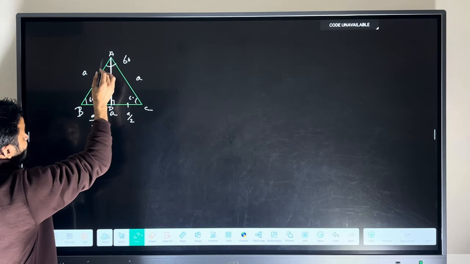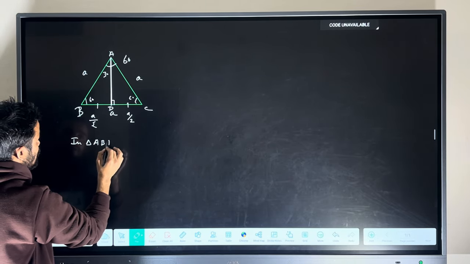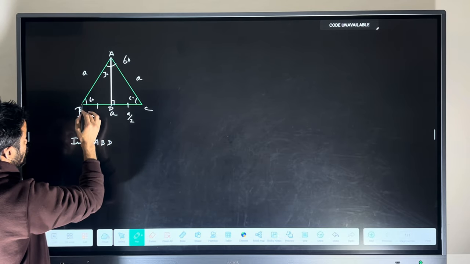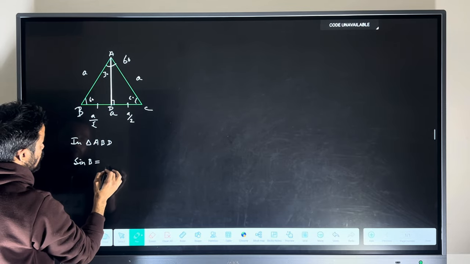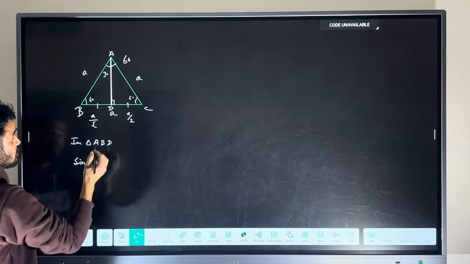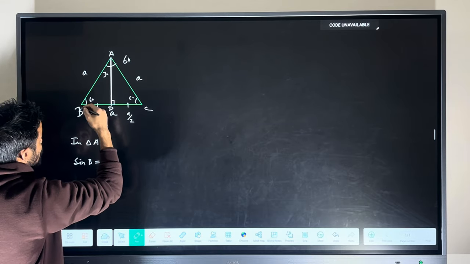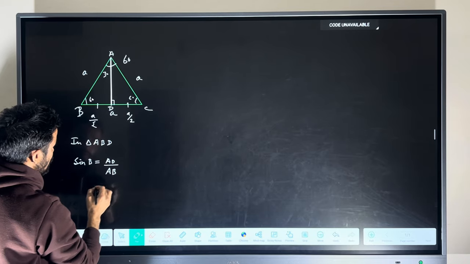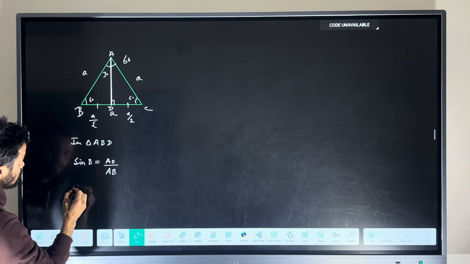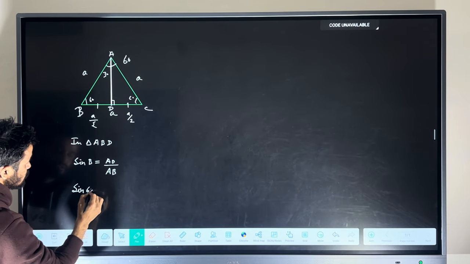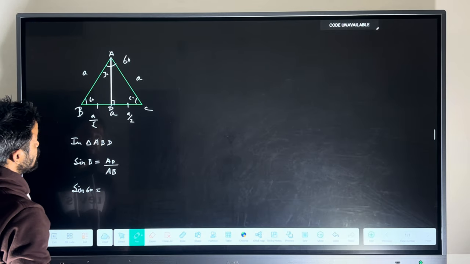Now in triangle ABD, for angle B, sine of angle B is equal to perpendicular upon hypotenuse. The perpendicular for this is AD and the hypotenuse is AB. What is angle B? Sine 60. Now what is AD? We don't have any relation between AB and AD. First we need to find the relation.